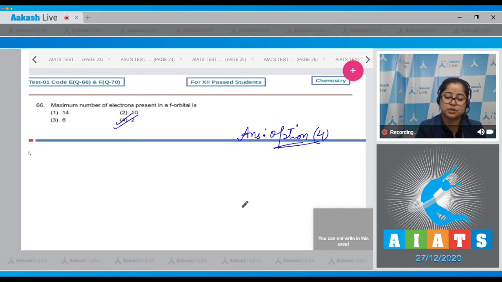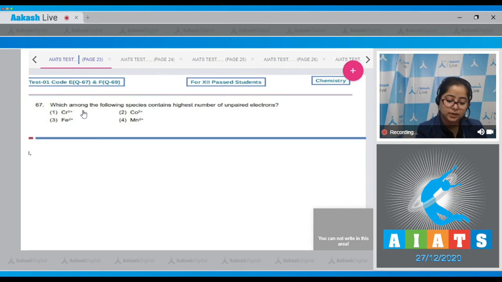Moving to next, which is question number 67. Let's read it. Which among the following species contains the highest number of unpaired electrons? Student, for this question, we have to write the electronic configuration of the given ions, and then we'll be able to calculate which ion has the maximum number of unpaired electrons.